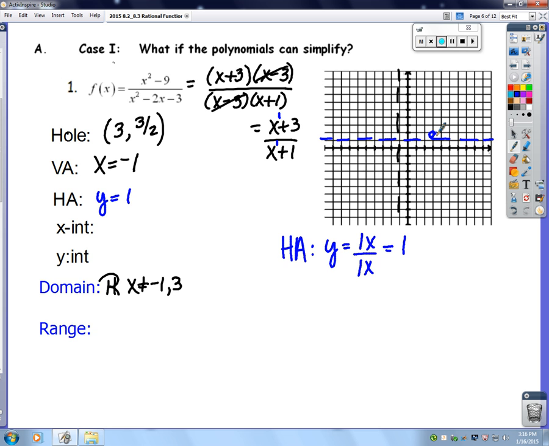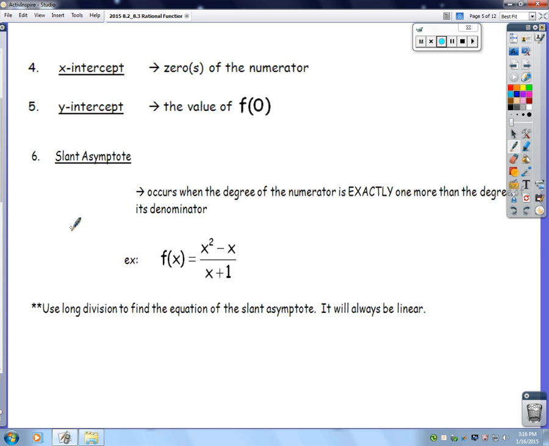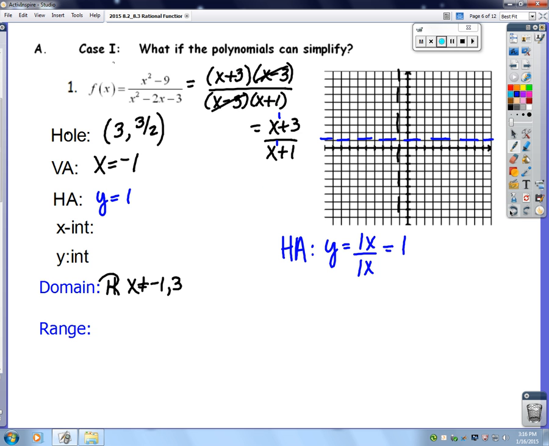All right, x-intercept. Let's go back to my x-intercept. The x-intercept is the 0 of the numerator. What makes my numerator 0 in my simplified form? I'm finding my x-intercept, so we're going to set x plus 3 equal to 0. So x equals -3. That means my x-intercept is -3, 0.